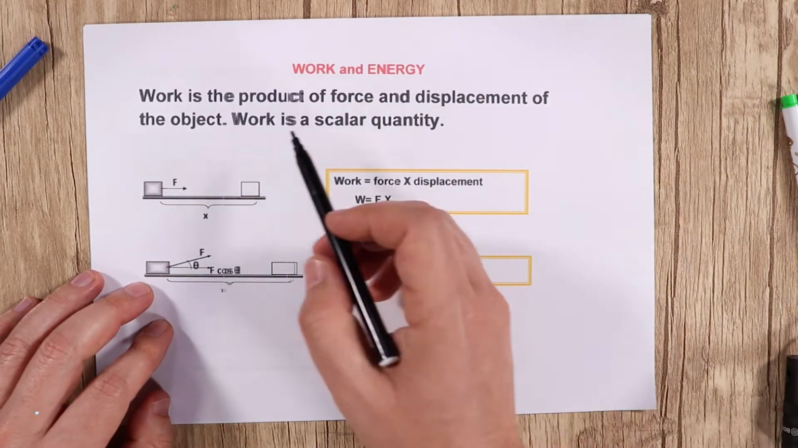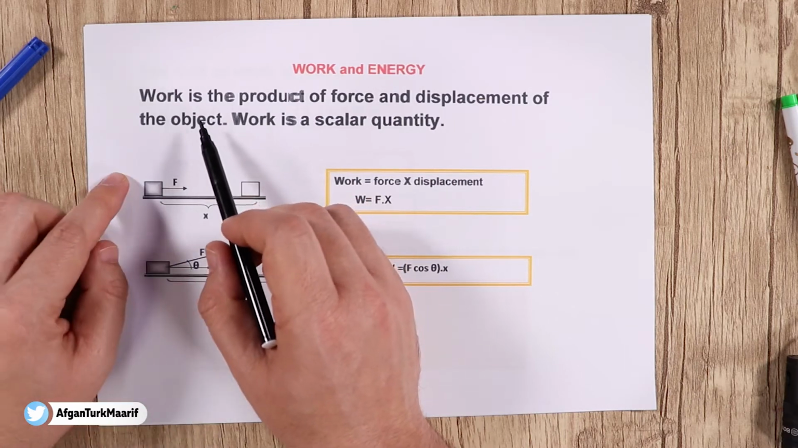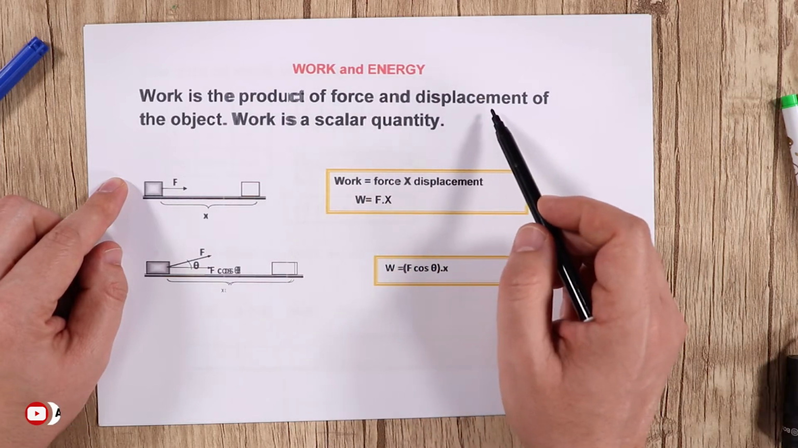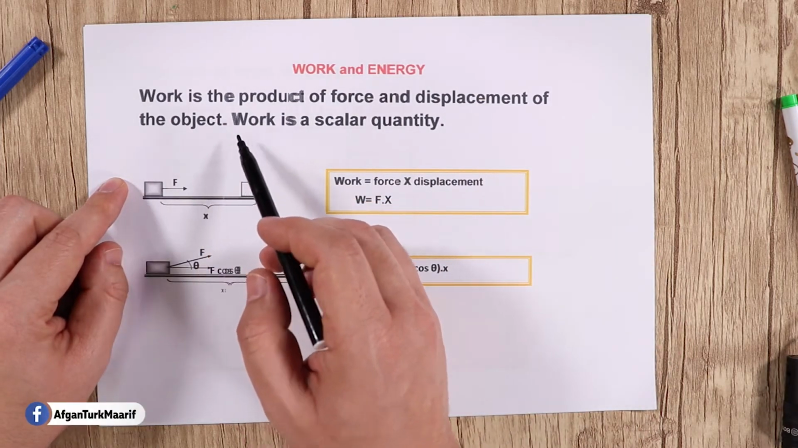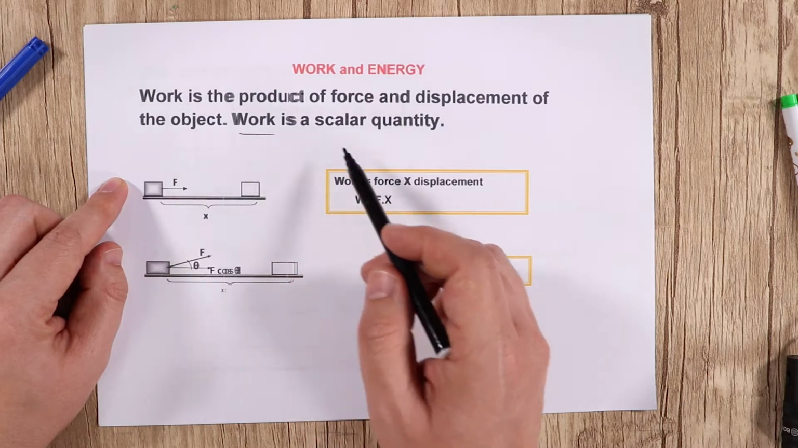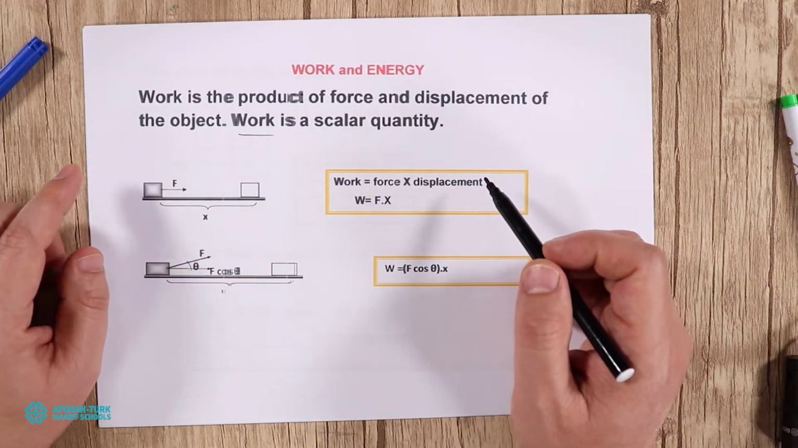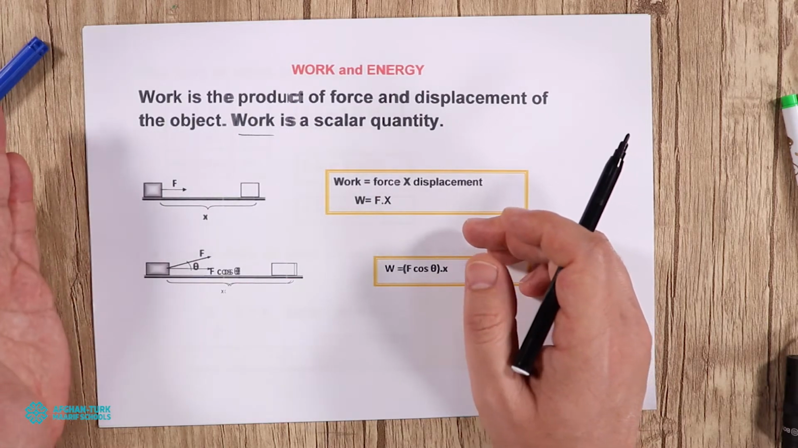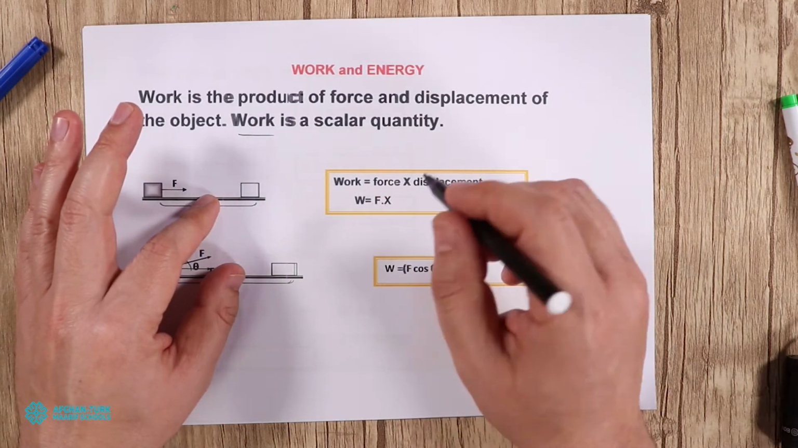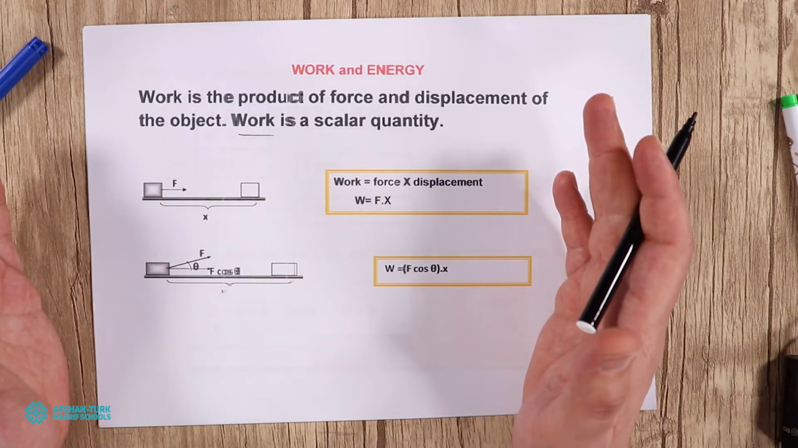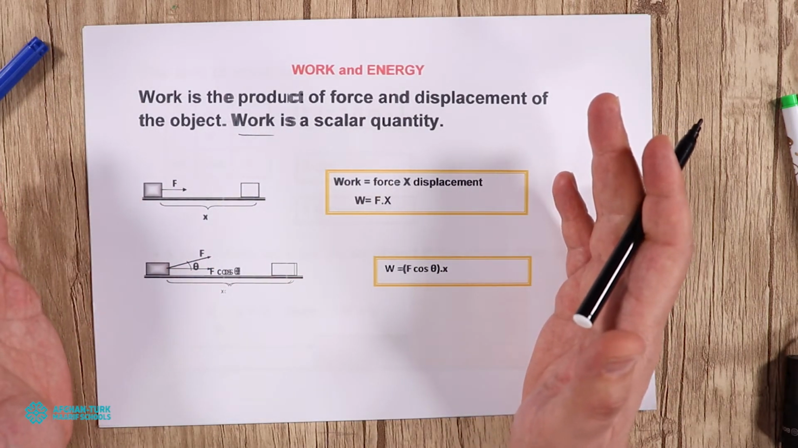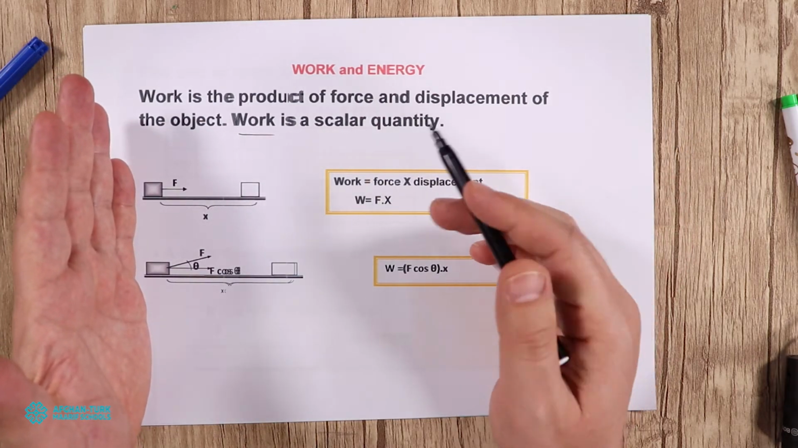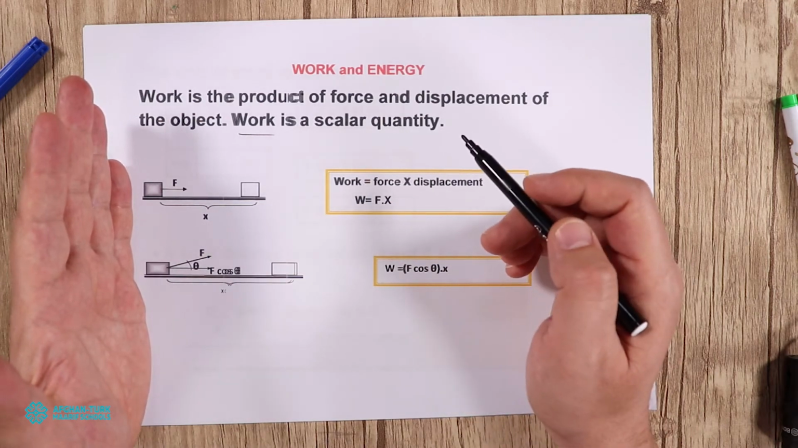In the definition, work is the product of force and displacement of the object. Work is a scalar quantity. Remember one thing: let's suppose I am sitting on the chair and just using the pen here and there, but I do not change position. Physics says that this is not work. In physics, work is different from our ordinary work.